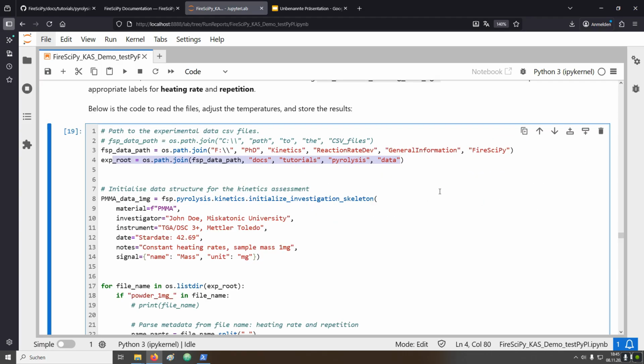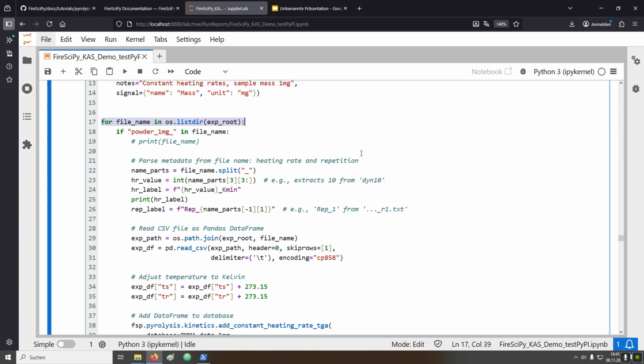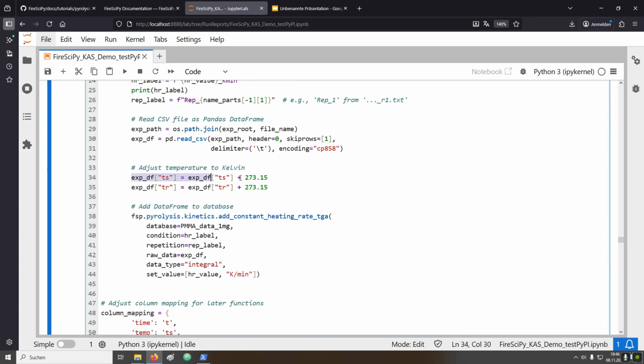As a first step for processing the experimental data, the path to the files is defined and the investigation data structure is set up. The loop in line number 17 reads the files containing the experimental data. During the experiments, the data has been recorded in degrees Celsius. They are transformed here into Kelvin, as is required by FireSciPy. Each file is stored inside the data structure.